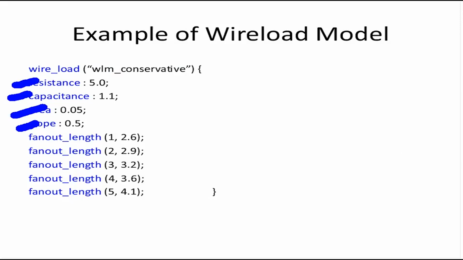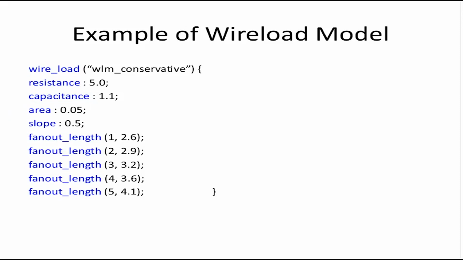Using this data, for each of the nets, the tool will try to calculate the R and C and the length and the area value based on these numbers. Let's see how it does that. Let me clear the annotation first.